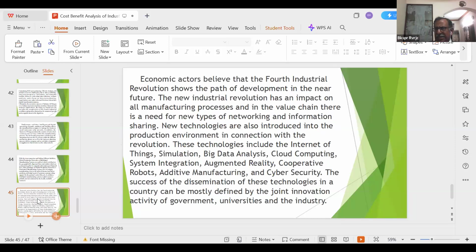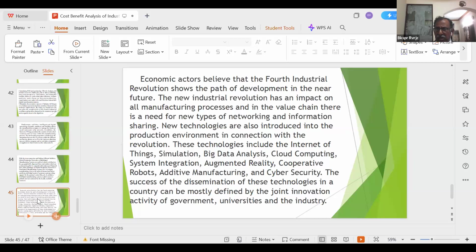Economic actors believe that the fourth industrial revolution shows the path of development in the near future. The new industrial revolution has an impact on all manufacturing processes and in the value chain there is a need for new types of networking and information sharing.